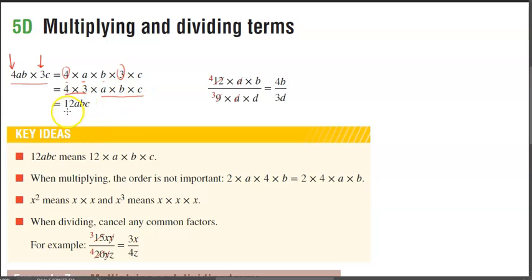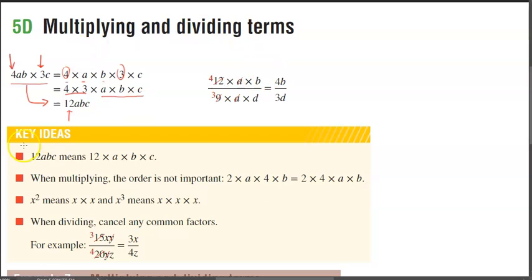4 times 3 gives us 12, and a, b, and c are just letters, and they all get stuck back together afterwards. So 4ab times 3c is just equal to 12abc. All we've simply done is multiply the numbers and gather the letters. So multiplying terms is probably the easiest tool to apply, because you're just gathering numbers and letters.